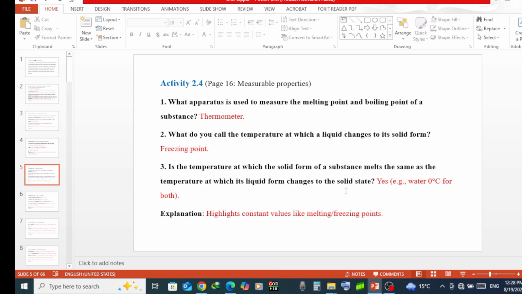Therefore the answer is yes. Okay. For further, you can deal with your teacher in the real classroom, or you can refer to other books.